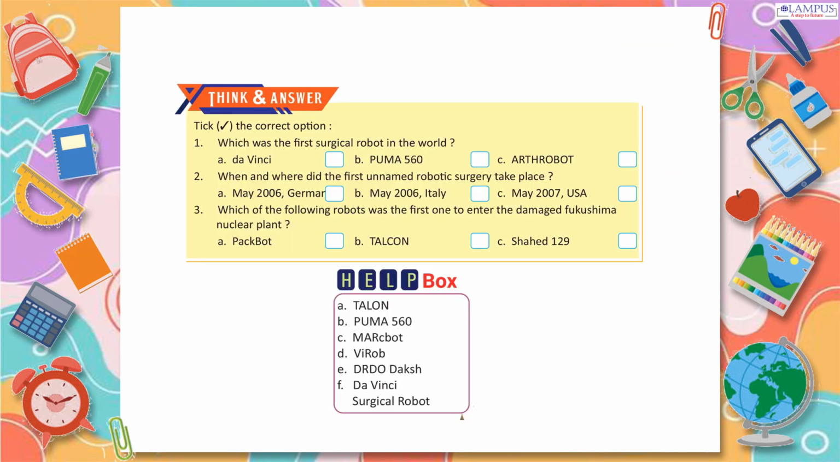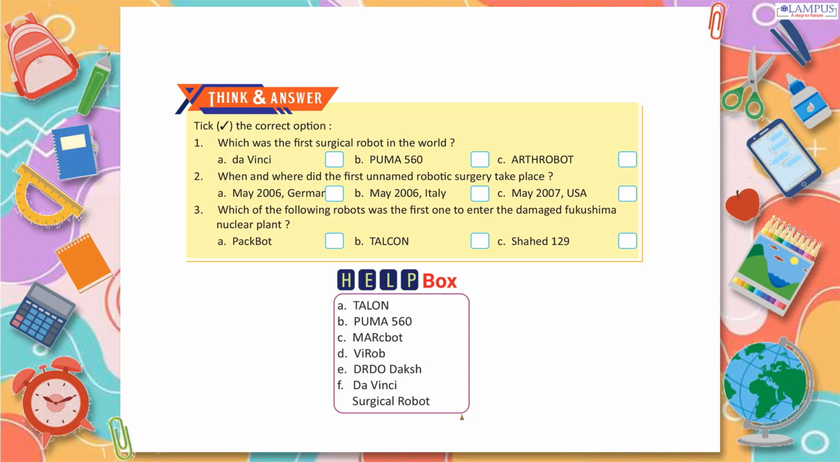Think and answer. Tick the correct option. 1. Which was the first surgical robot in the world? A. Da Vinci. B. Puma 560. C. Arthrobot. 2. When and where did the first unnamed robotic surgery take place?